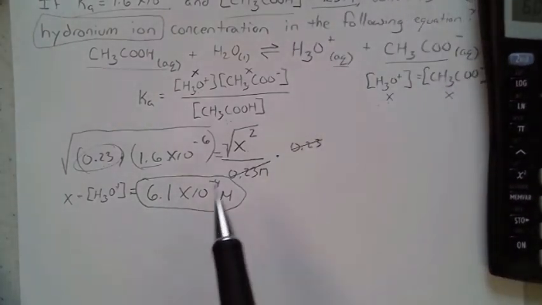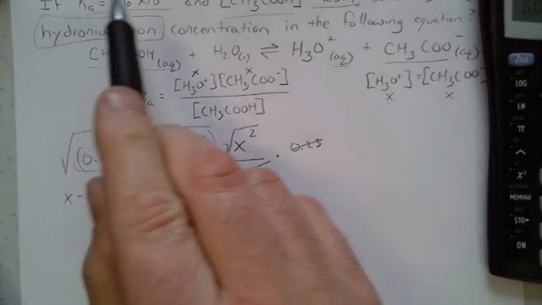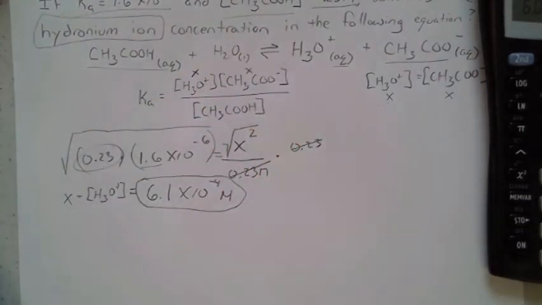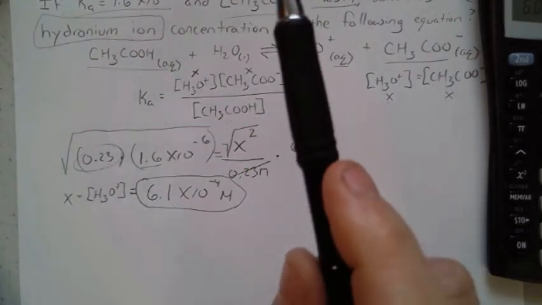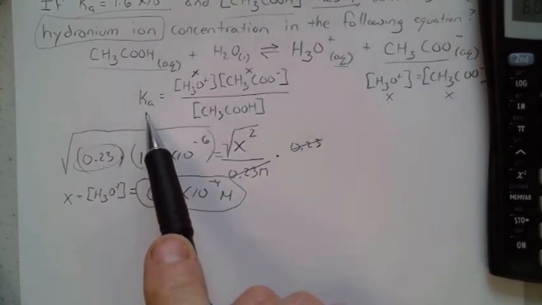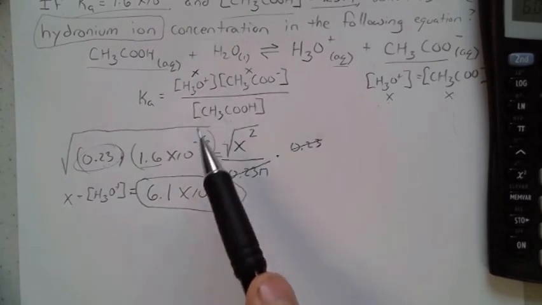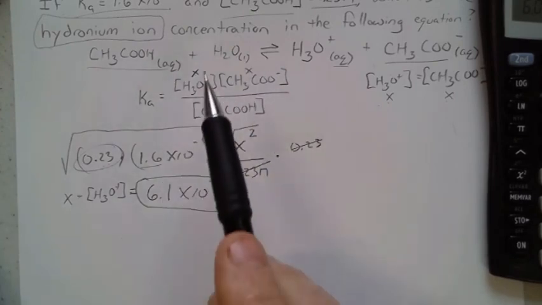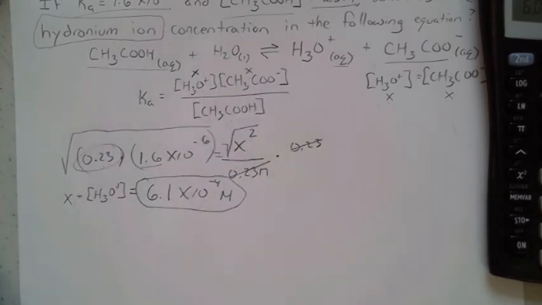So for problems that give you the Ka and ask for these, you do it like this. Some of the problems will give you the concentrations of all three of these and ask for the Ka. Well, those are simple. You just plug it into the expression, multiply, then divide, and you get the Ka. But that's how you do a typical Ka problem.